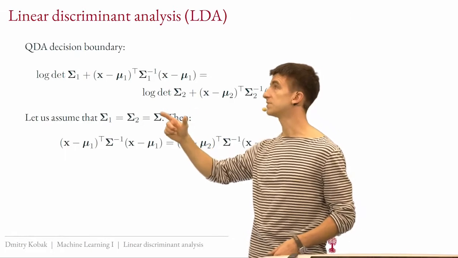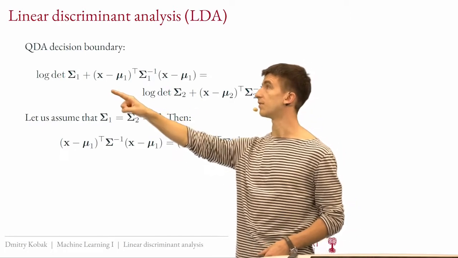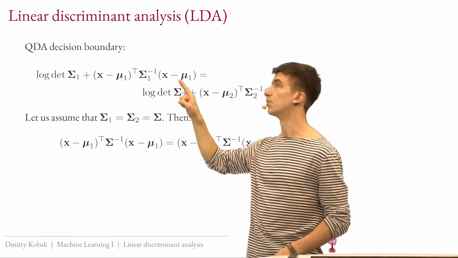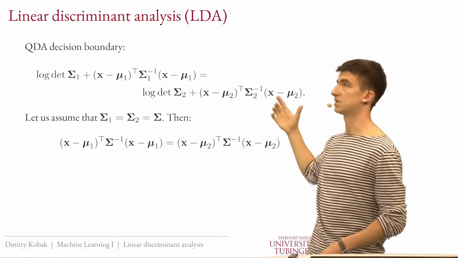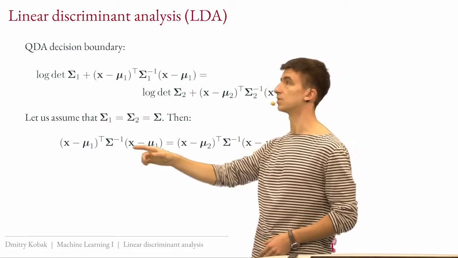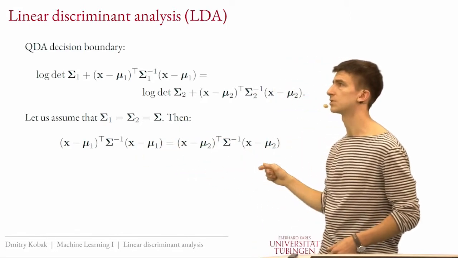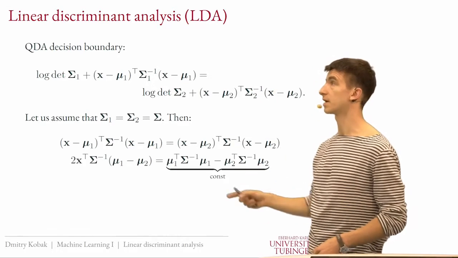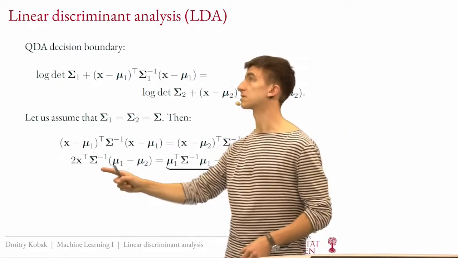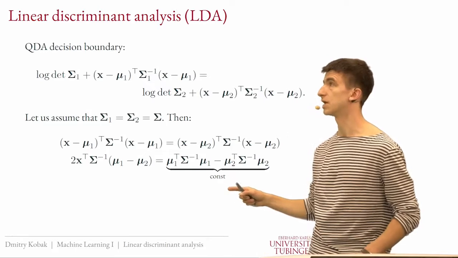What survives are the linear terms. So here you have x sigma mu 1, and here you have x sigma mu 2. These are different, so we can collect all the terms with x here on the left and all the terms without x on the right. Sorry, this is just the same thing rewritten. Now I can collect all the terms with x here and all the terms without x on the right.